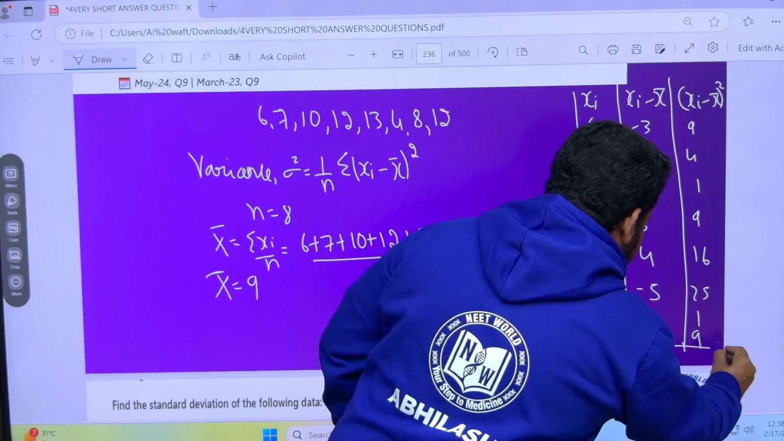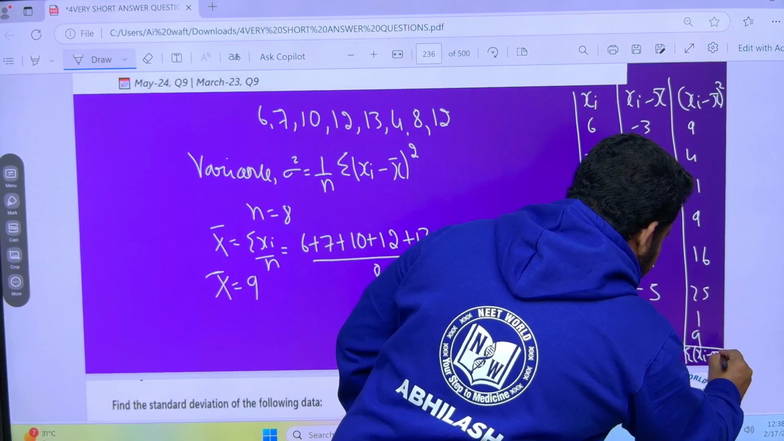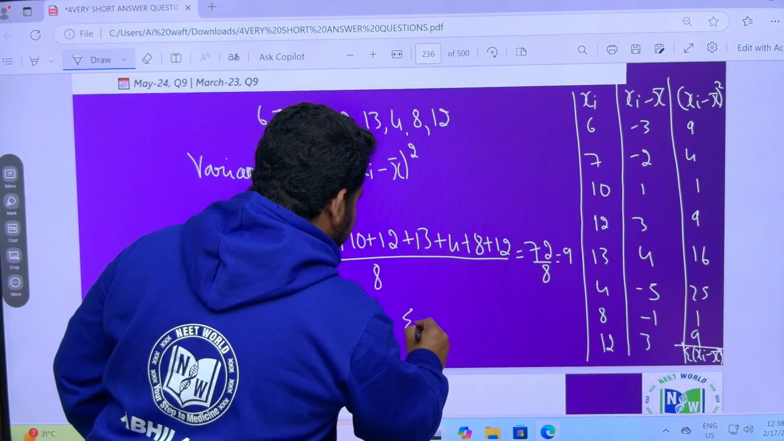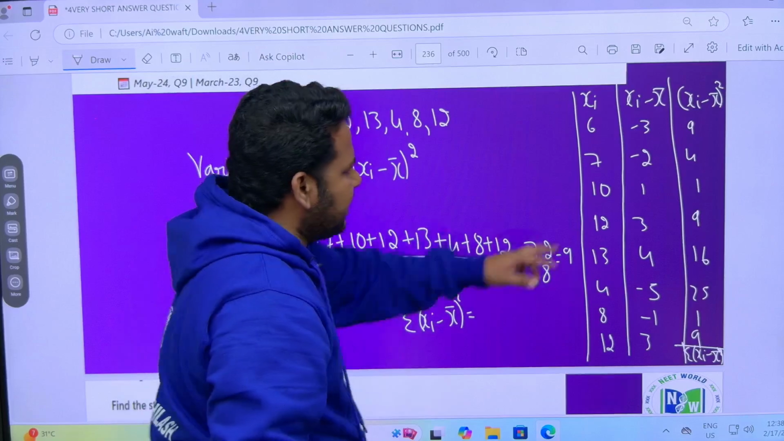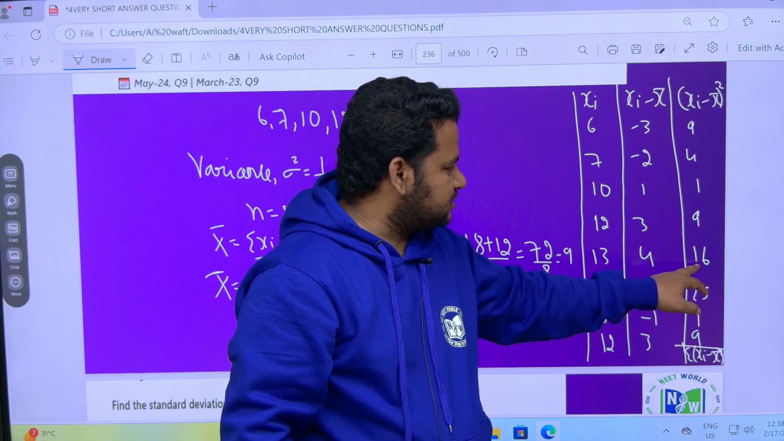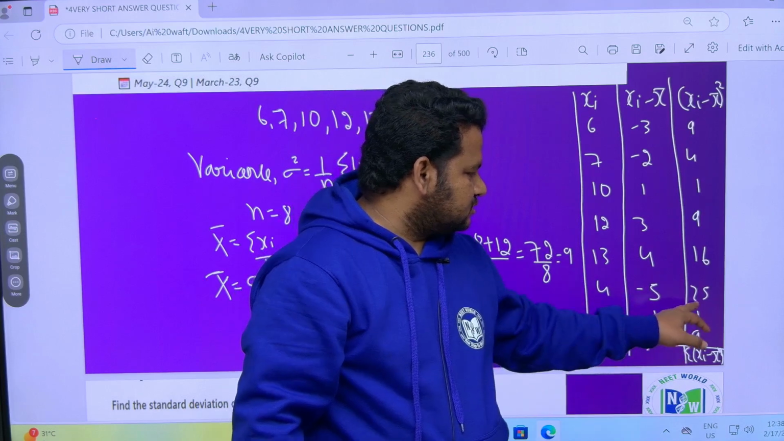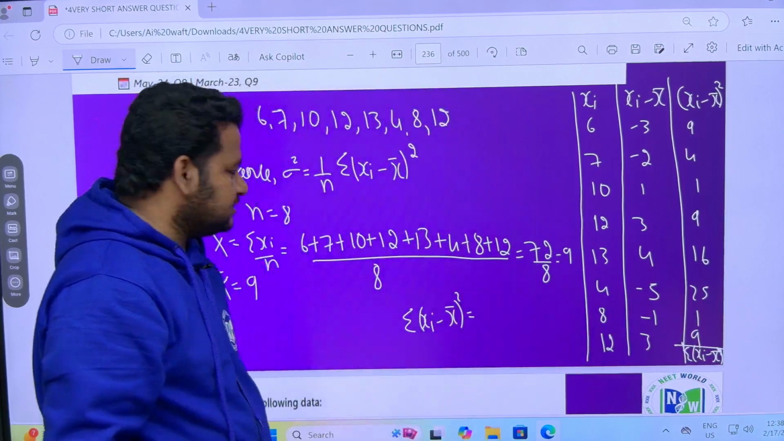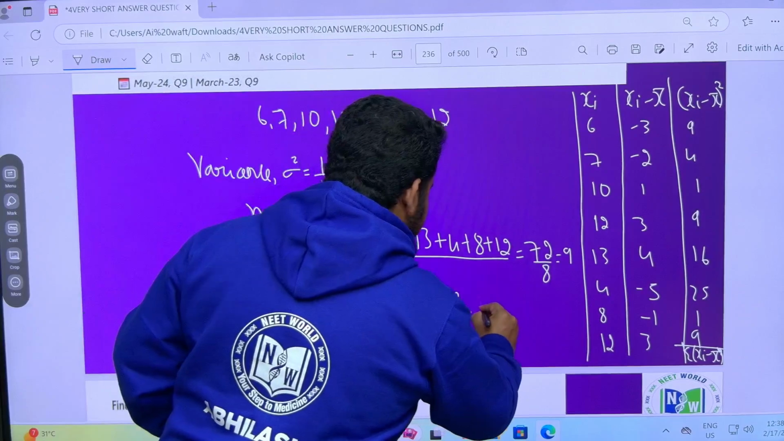So if I add all this, what will I get? Summation of xi minus x bar whole square. 9 plus 4 is 13, 13 plus 1 is 14, 14 plus 9 is 23, 23 plus 16 is 39, 39 plus 25 is 64, 64 plus 1 is 65, 65 plus 9 is 74. So this will be equal to 74, friends.